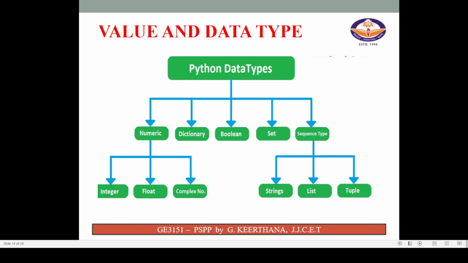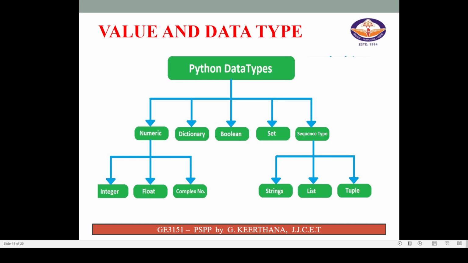Integer. Integer is used to hold the whole number, either positive, negative or 0, without a fractional part. Example: 1, 2, 3, etc. Floating point. Floating point is used to hold the number with a fraction part represented in decimal. Example: 3.4, 0.5, etc. Complex number. Number with a real and imaginary part. Example: 3 + 4j. 3 is the real part, 4j is the imaginary part.